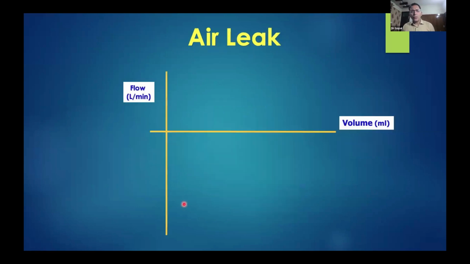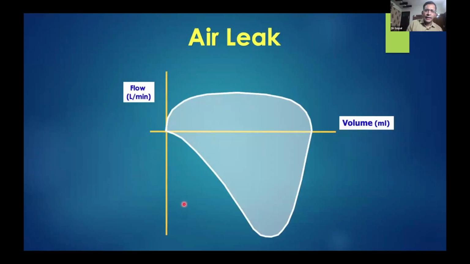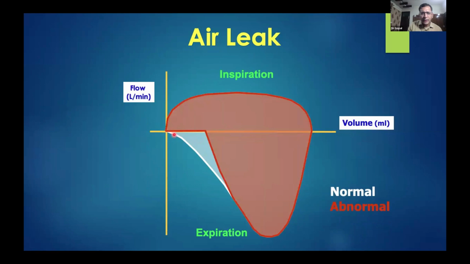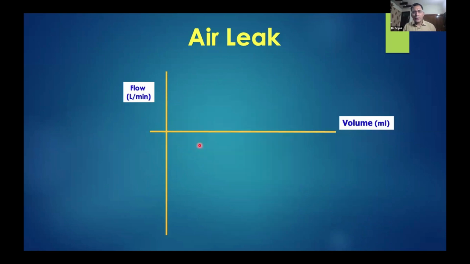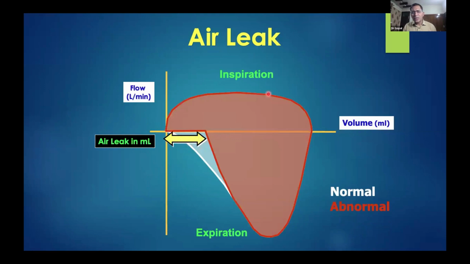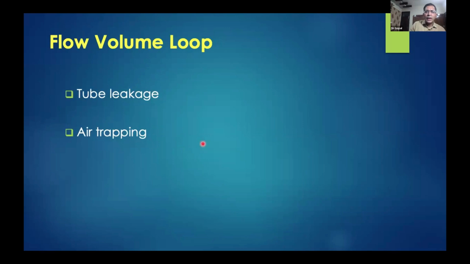So flow volume loop, most important is air leak. Normally the flow volume loop looks like this: inspiration and expiration. If the expiration doesn't end here, but ends up here, this is the leak in volume. Volume should end here, but the whole volume is not being delivered and there is some leak here. Again, I'll show the loop again. Inspiration and the expiration ends not at this point, but prior to that. This is air leak.